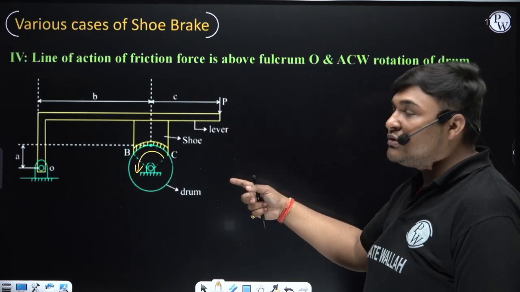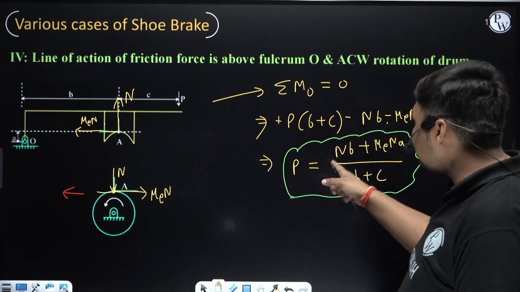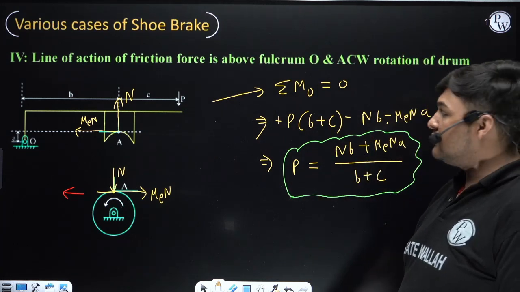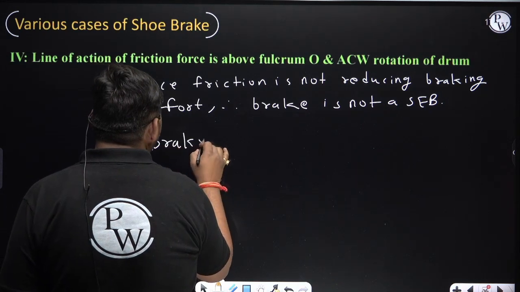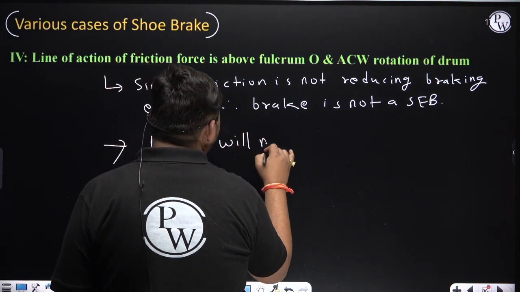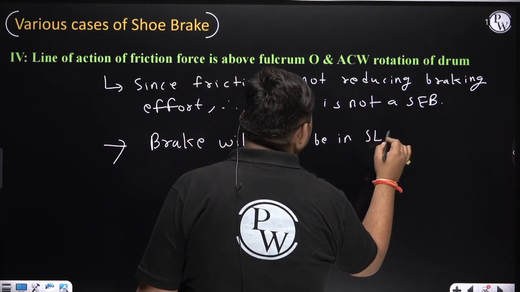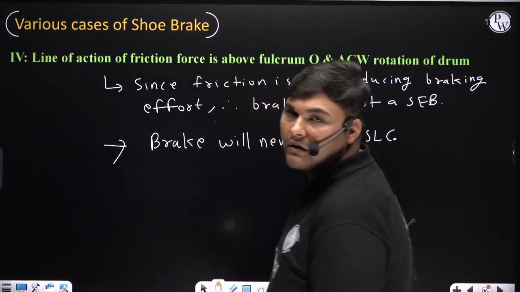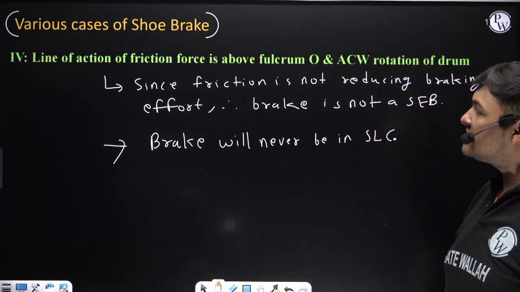But here what conclusion is coming? That this brake can never go into a self-locking condition, because in this case, P can never become 0 or negative. So can I say in this case, the brake will never be in a self-locking condition. Okay, so it is one of the cases. Now we'll discuss the next case.